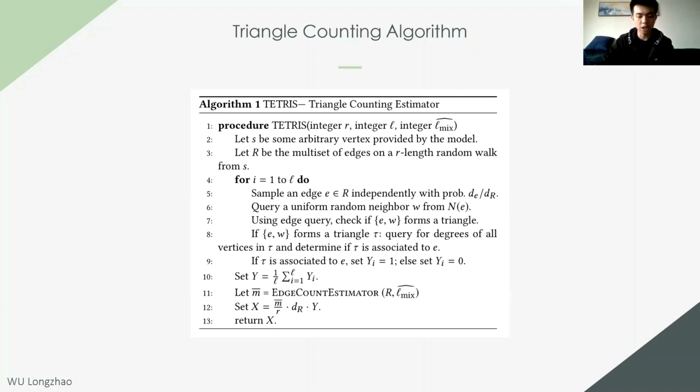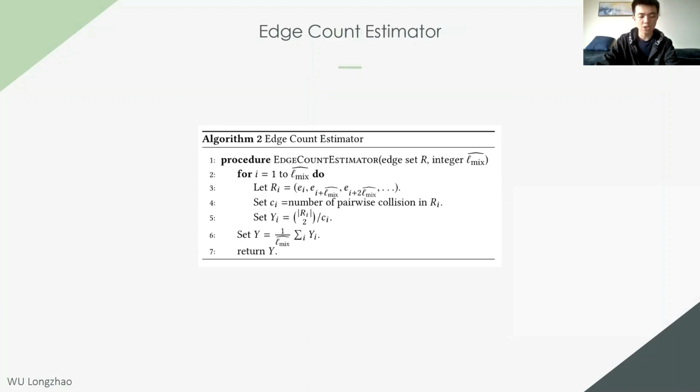For an edge E sampled from the last step, the algorithm makes a uniform random sample to get a neighbor w from E. After that, the algorithm checks whether a triangle is created by E and w. If yes, then it checks whether the triangle is uniquely assigned to the edge E. Finally, the algorithm requires the number of edges and computes the number of triangles. The second one is the edge count estimator. It uses the edge set and the estimated mixing time to estimate the edge number of the whole graph.